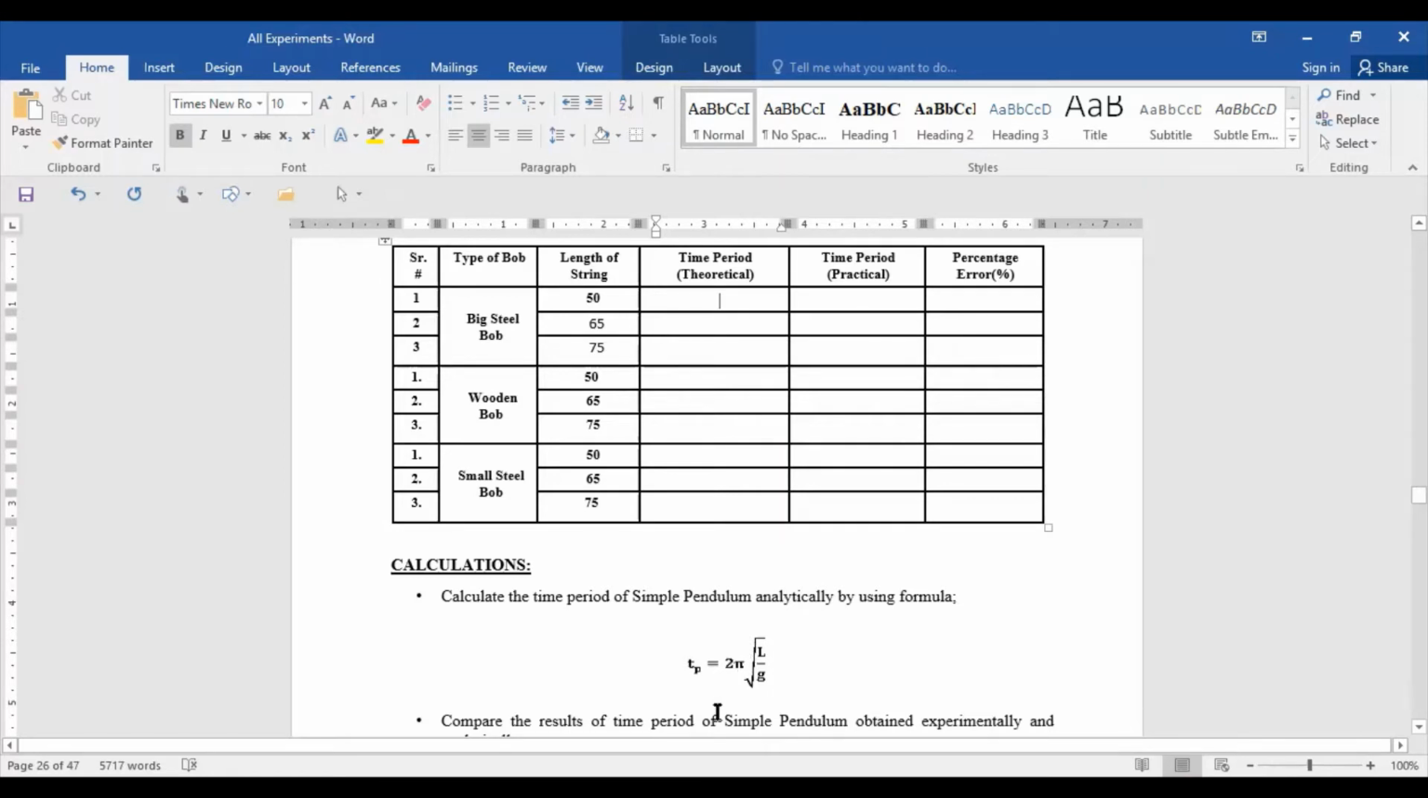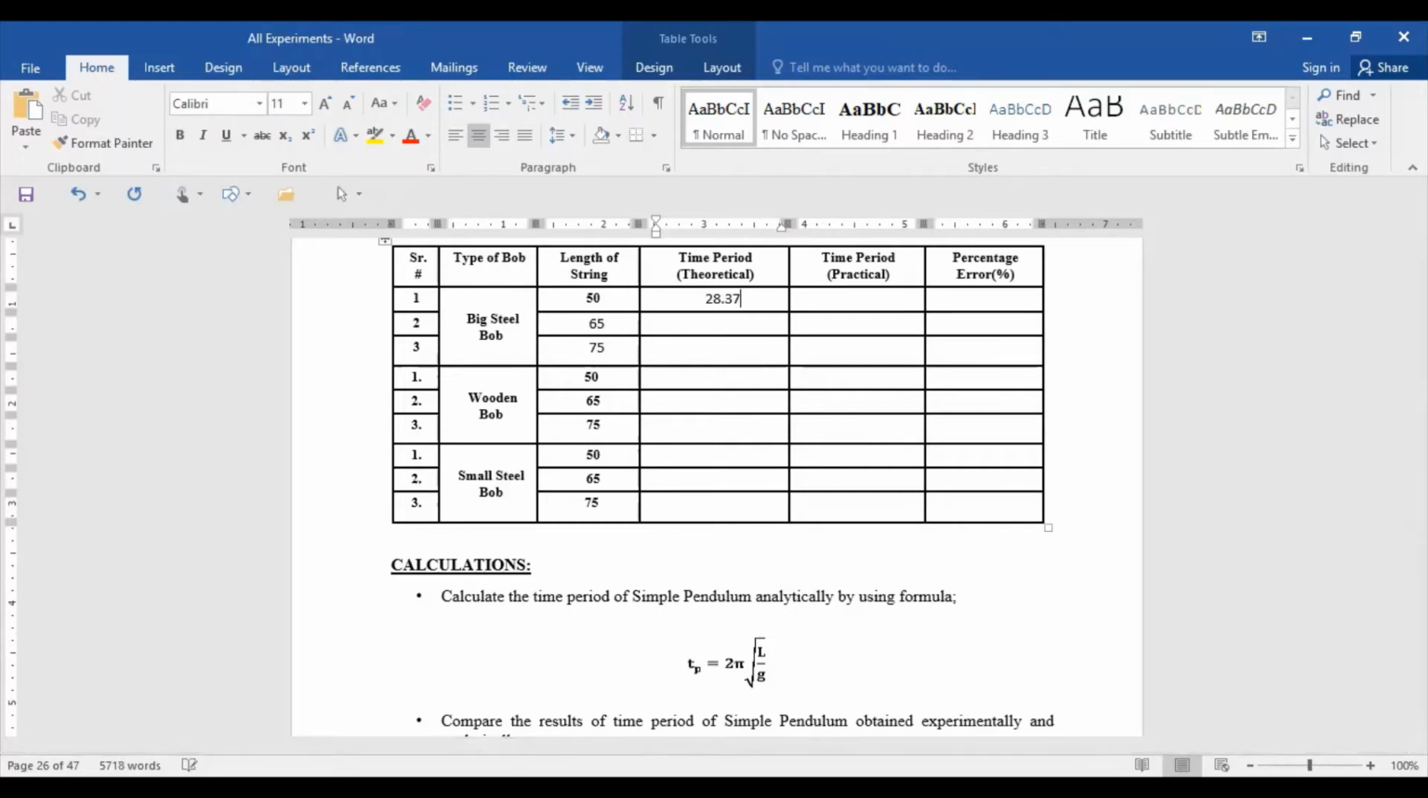theoretically, there is no involvement of the type of material of the bob. So it will be the same for a big steel bob, a wooden bob, or a small steel bob. So it doesn't have any impact on it, but it will have an effect on time period practically. So let me do it.